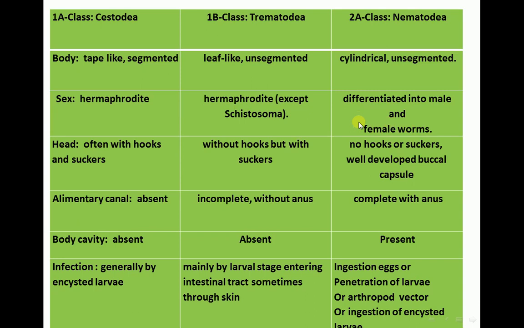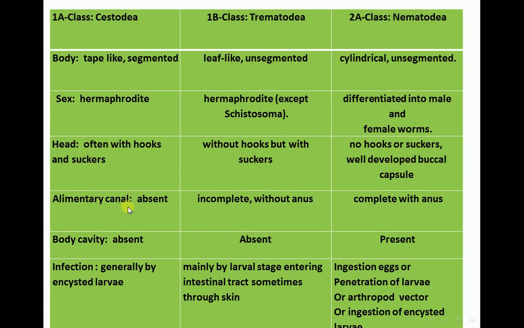While parasites belonging to Cestoda are differentiated into male and female worms. Head region or scolex region is often provided with hooks and suckers for attachment in the mucosa of the intestine of the definitive host. Parasites of Trematode have no hooks but have suckers, while parasites of Nematode have no hooks or suckers, and have a well-developed buccal capsule.